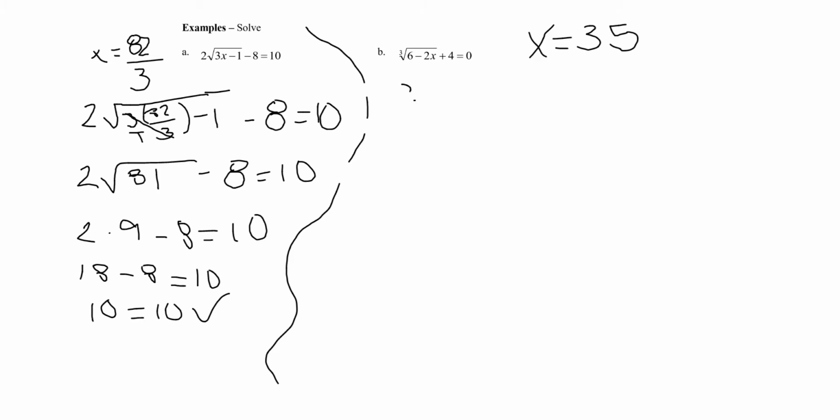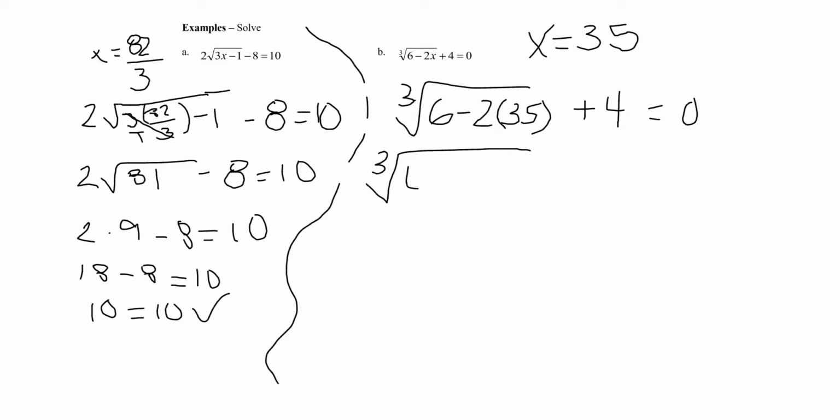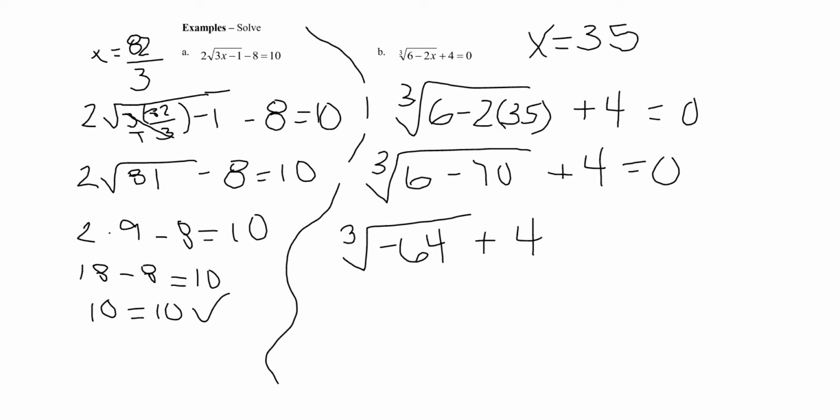So we have the cubed root of 6 minus 2, and in this case times 35, plus 4 equals 0. The cubed root of 6 minus 2 times 35 is 70, plus 4 equals 0. The 6 minus 70 is going to give me the cubed root of negative 64, plus 4 equals 0. The cubed root of negative 64 is negative 4, plus 4. And when we add them, both sides are the same. So that solution is, in fact, a solution to our original problem. It works.